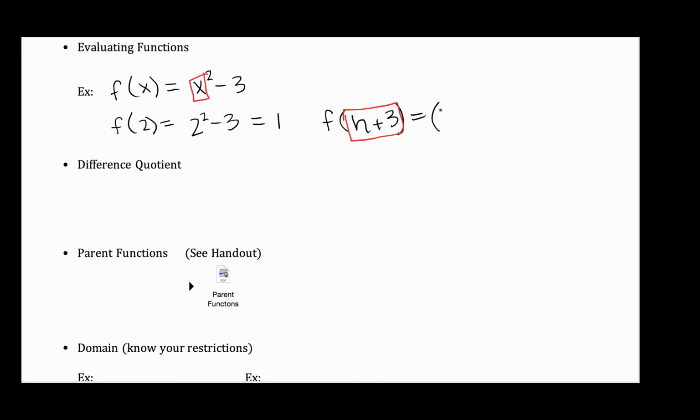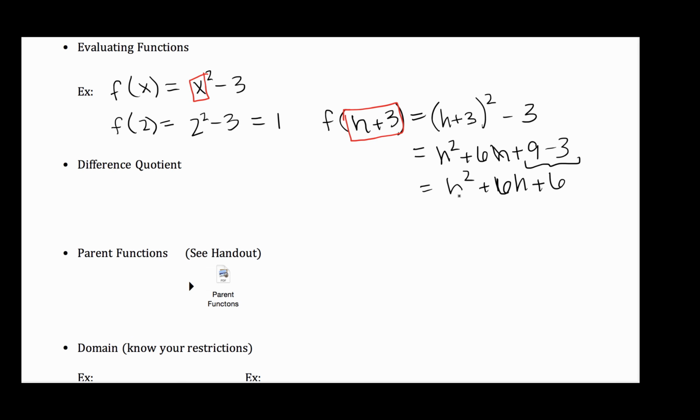So now I have h plus 3 squared minus 3. To simplify this, I do have to distribute and FOIL, and I get h squared plus 6h plus 9 minus 3. 9 minus 3 gives me 6. So I get h squared plus 6h plus 6.